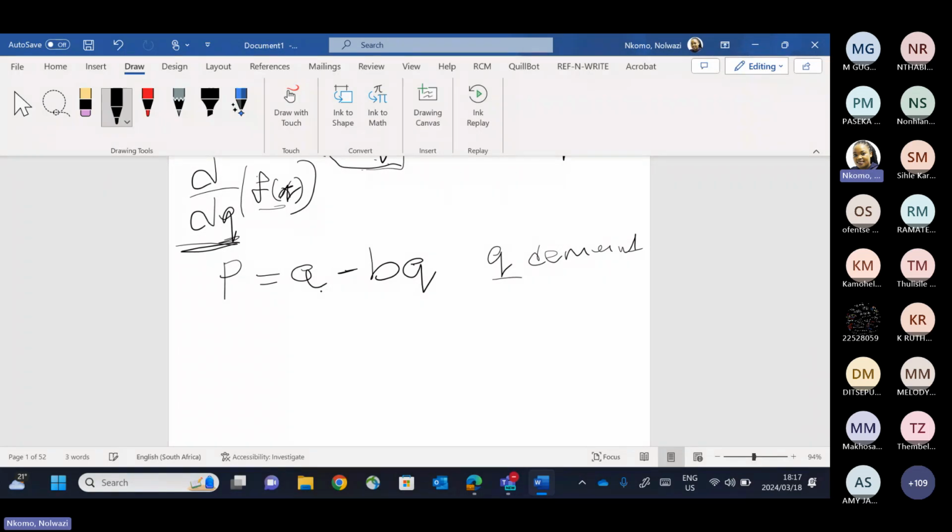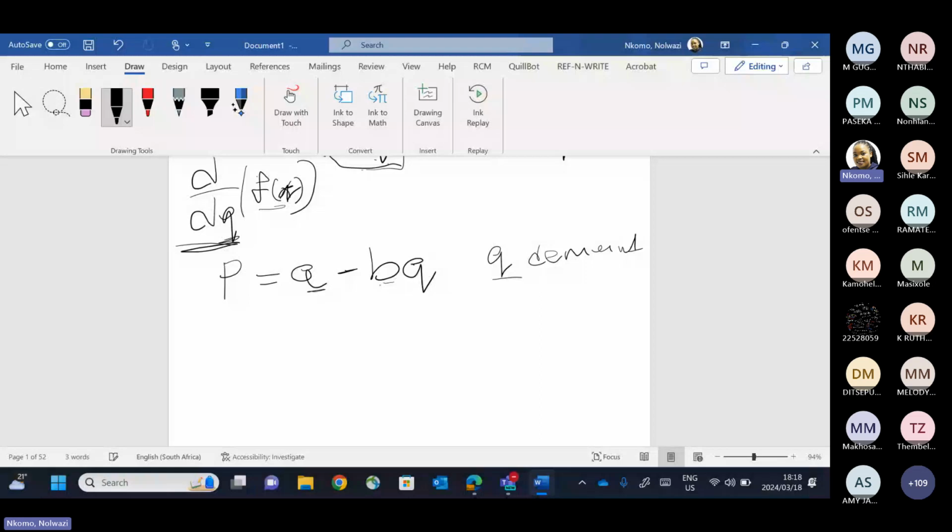Okay, these are just constants, right? We said this is the demand function, right? And so from here, we can find the total revenue by multiplying with the number of units demanded.